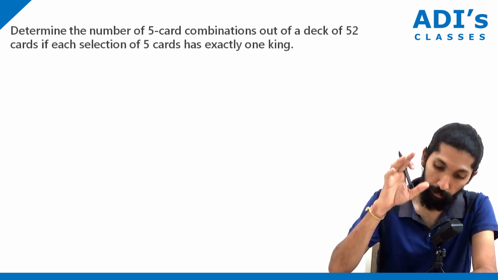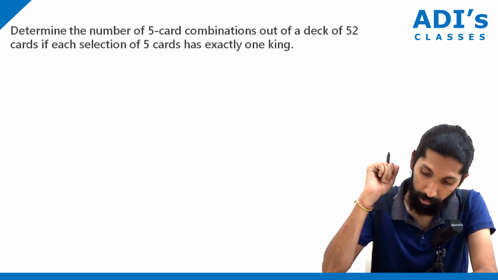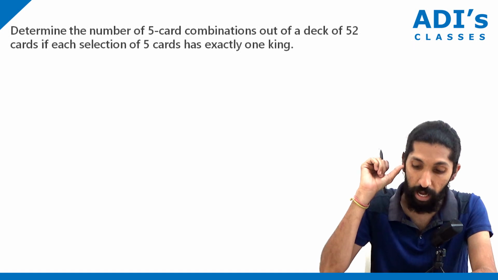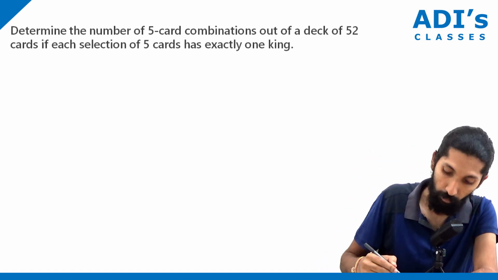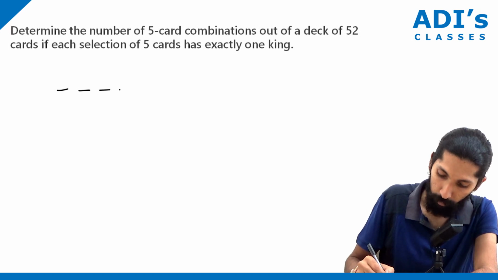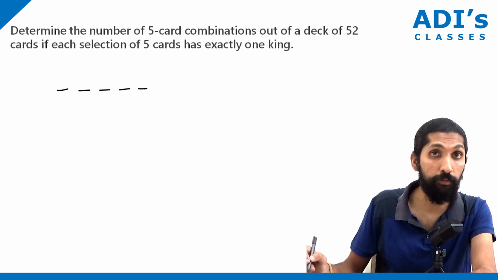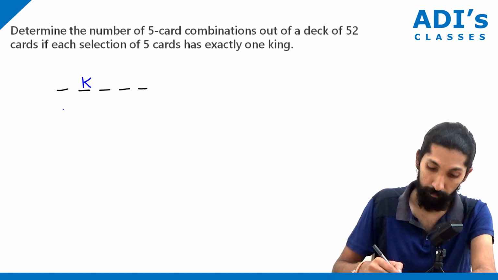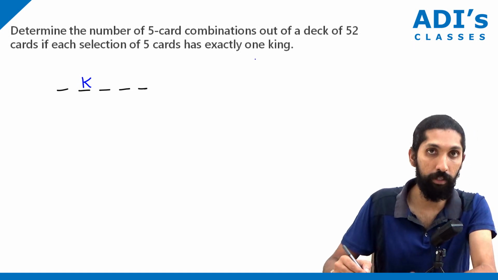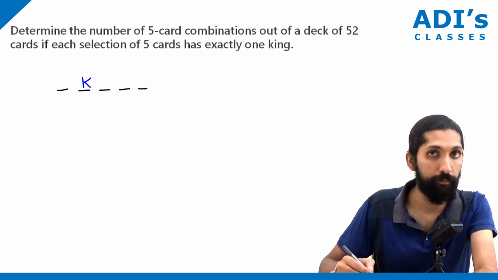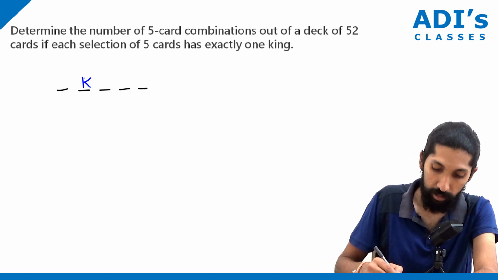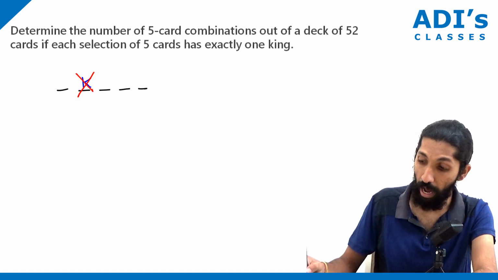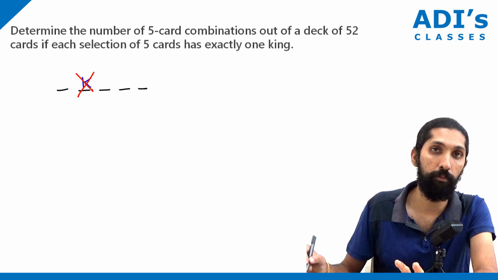See the question. Determine the number of 5 card combinations out of a deck of 52 cards if each selection of 5 cards has exactly 1 king. Alright, so we have 1, 2, 3, 4, 5. Out of these 5 cards, 1 king has to be there. Correct? And that too exactly 1 king. There cannot be any other kings whatsoever. That means 1 king place is fixed, correct? So I would say that, okay, this place is fixed. I can no longer take any other kings anymore.